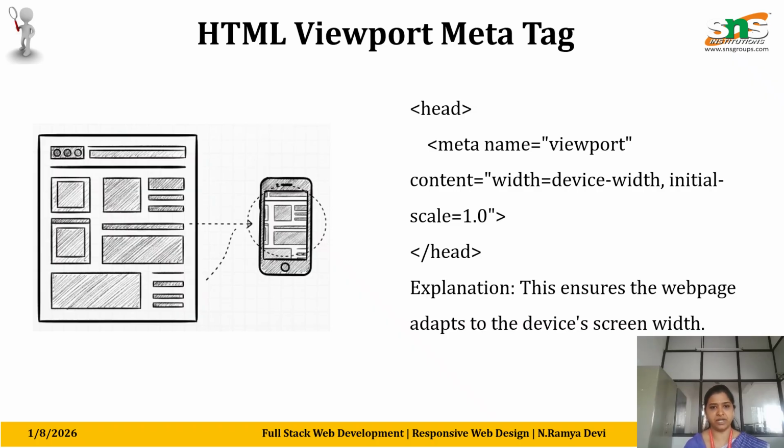So how can we implement that? Here we give the meta name as viewport, and then we fix the width and the scale. Width is equal to the device width, and the initial scale is how much you want to scale the website. That can be given as metadata inside the head of your HTML document. So we use the HTML tag called meta, with three attributes: name, content, and initial scale, which ensure the web page adapts to the device screen width.